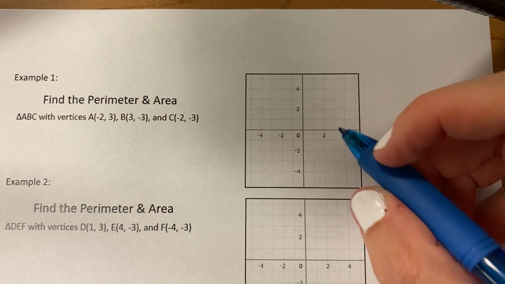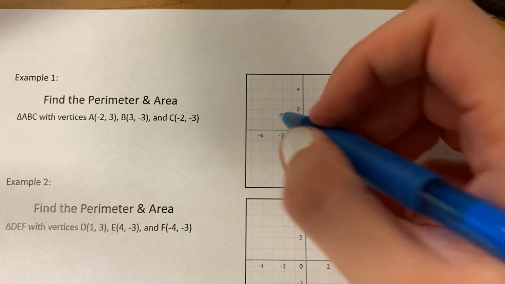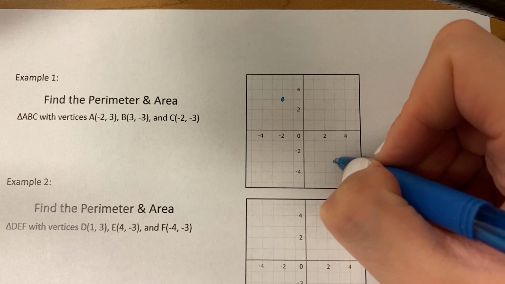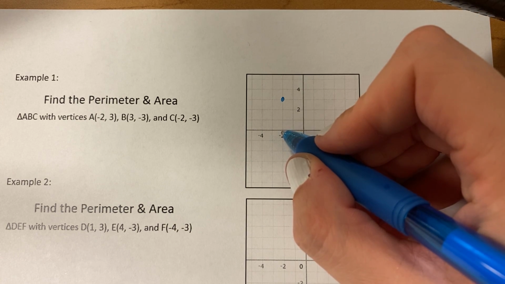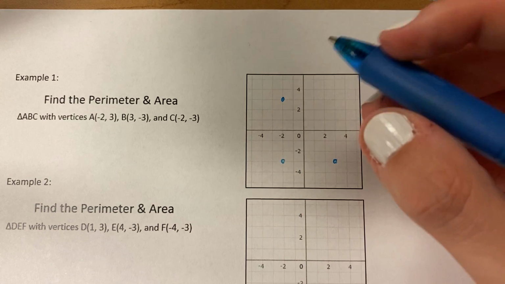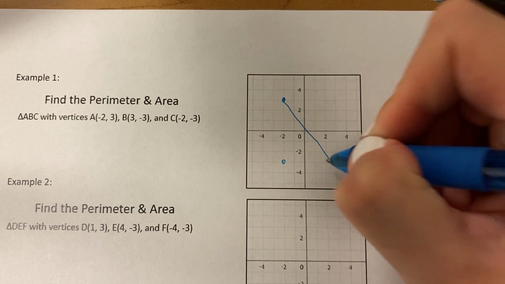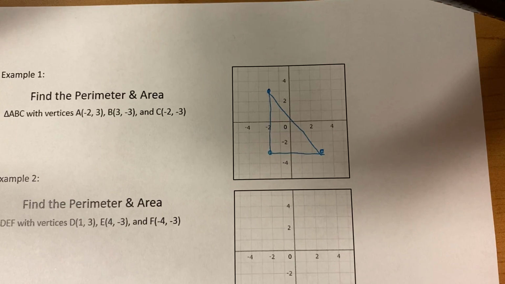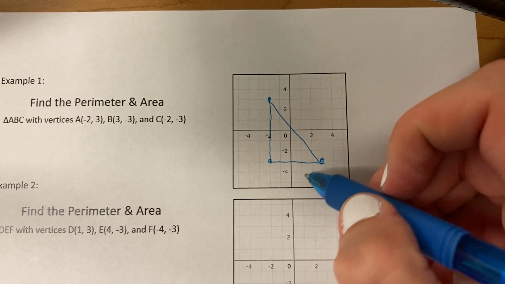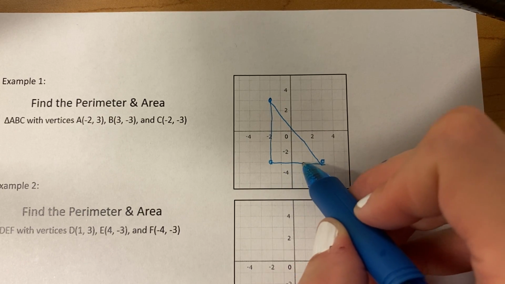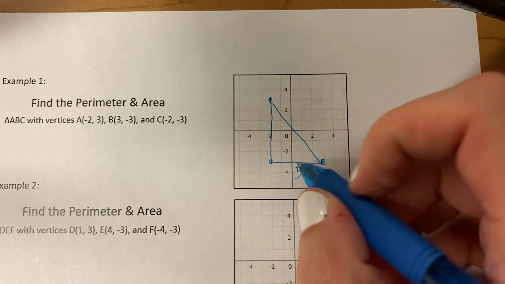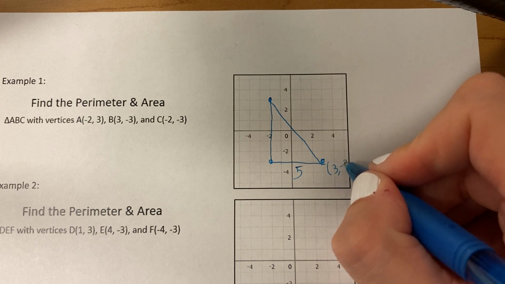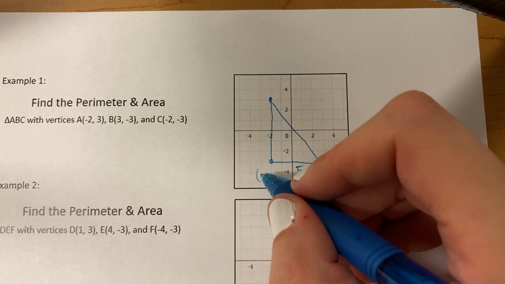So I'm going to first label these points. So -2, 3, 3, -3, and -2, -3. All right. So our heights and widths should be pretty easy. We can just count them: 1, 2, 3, 4, 5. This is 5. Let me go ahead and label these points again. I should have labeled them as I went.